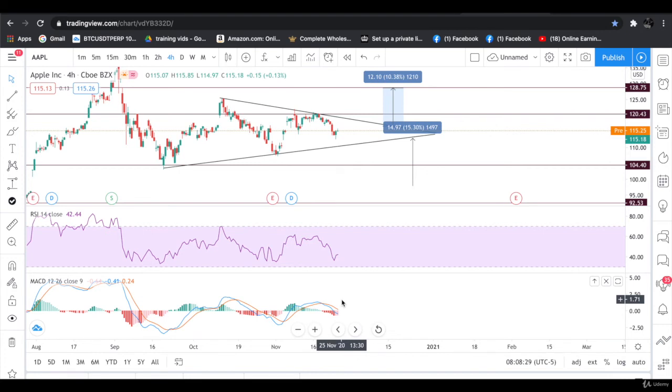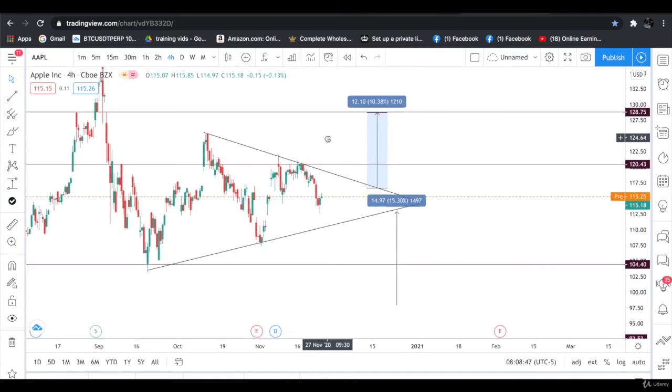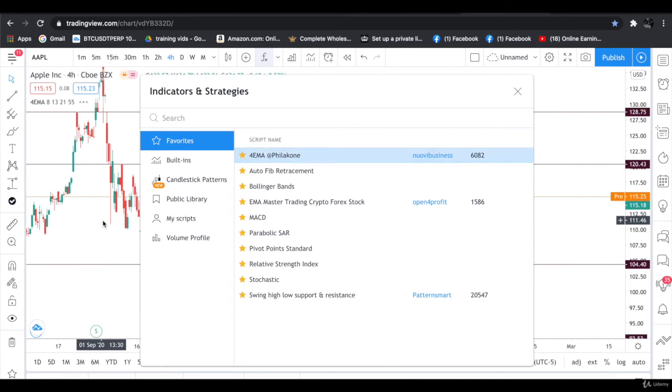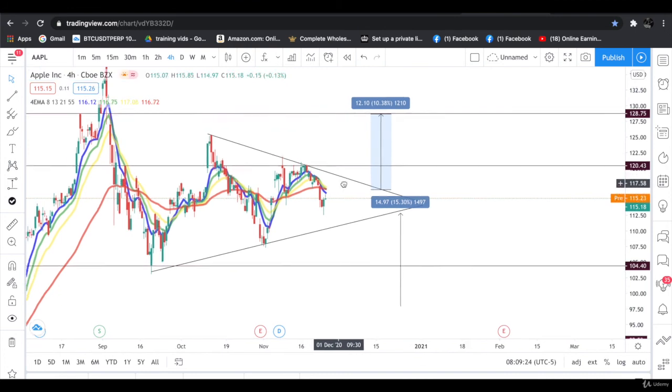If the RSI shows us a bullish sign and the MACD shows us a bullish sign, and we keep an eye on the triangle, if we see any sign of bullishness towards the upside, we'll take the trade and our take profit is already mentioned over here at the next resistance level. And for further confirmation, if you want to confirm the trend, you can use the 4 EMA indicator. Let's use the 4 EMA. The 4 EMA currently is facing resistance, as you can see over here. If these lines cross over again in sequence like this, we'll place a trade. So this is how simple it is.